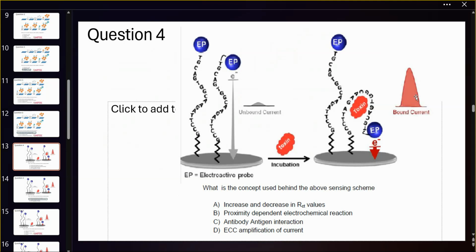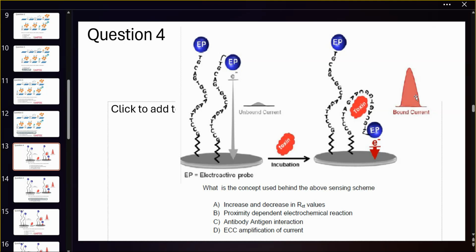So in this setup we have an aptamer. Aptamer is basically a long chain protein which has numerous binding sites, hundreds of binding sites. It is attached to an electroactive probe. When you incubate it in the toxin, the toxin will find its specific binding sites in that aptamer, and then it will attach.